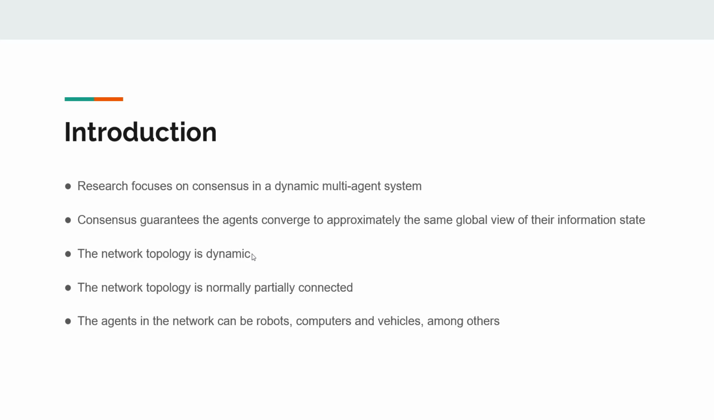Dynamic in the sense that the agents are mobile. In such systems, the network topology is normally partially connected, and thus the communication among agents is partial. The agents can be robots, computers, and vehicles, among others. In our work, the study is mainly focused on designing an algorithm for computing the needed consensus equations through partial communication among multiple robots in order to reach a particular destination. The verification of this algorithm is done through simulation in the Robot Operating System, which is called ROS.